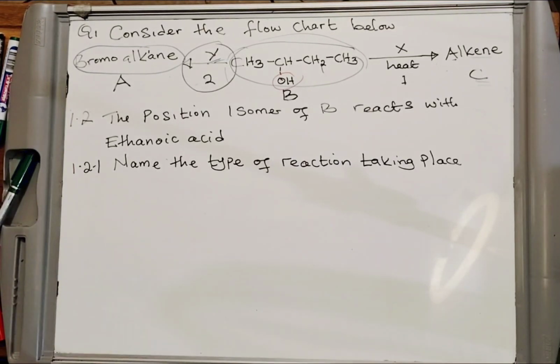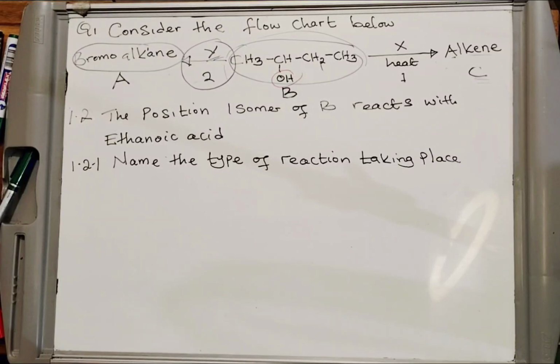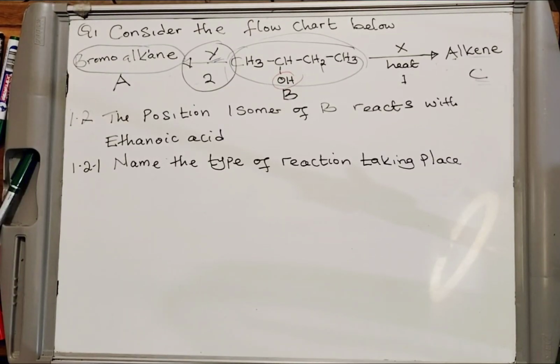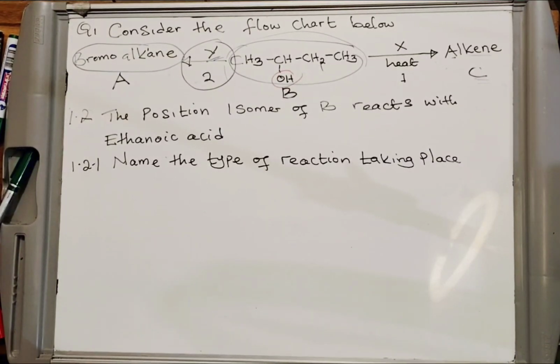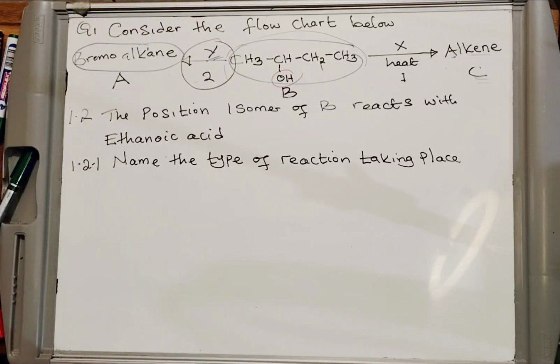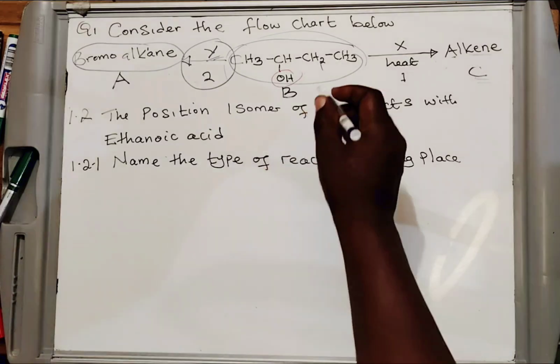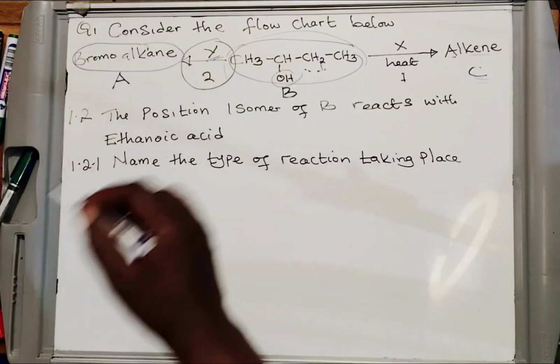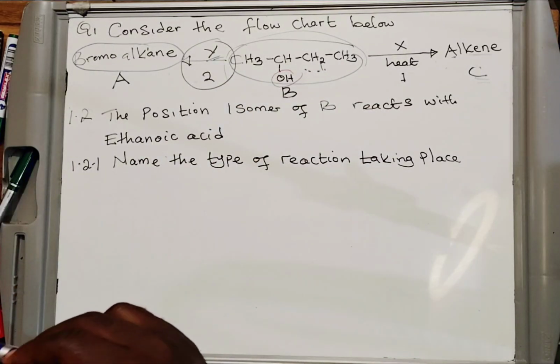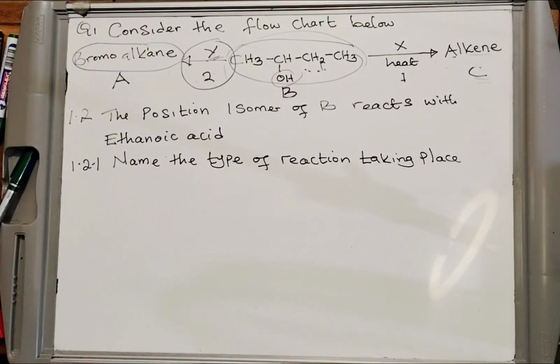Then we come to part 4, the last part of this question. Question 1.2, the position isomer of B reacts with ethanoic acid. So this is our B. It reacts with ethanoic acid. Name the type of reaction taking place.